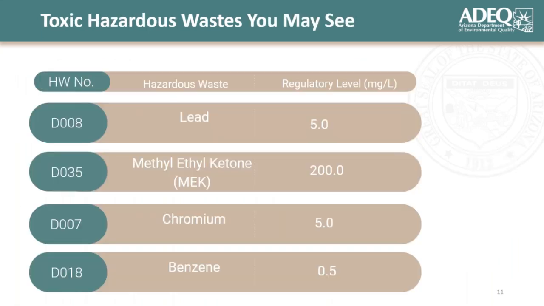Common toxic wastes on the D code list, which you may see in your industry, include but are not limited to methyl ethyl ketone or MEK, chromium, and benzene. As you can see, toxic constituents have a different threshold for which its concentration within a waste would require the waste to be managed as hazardous.